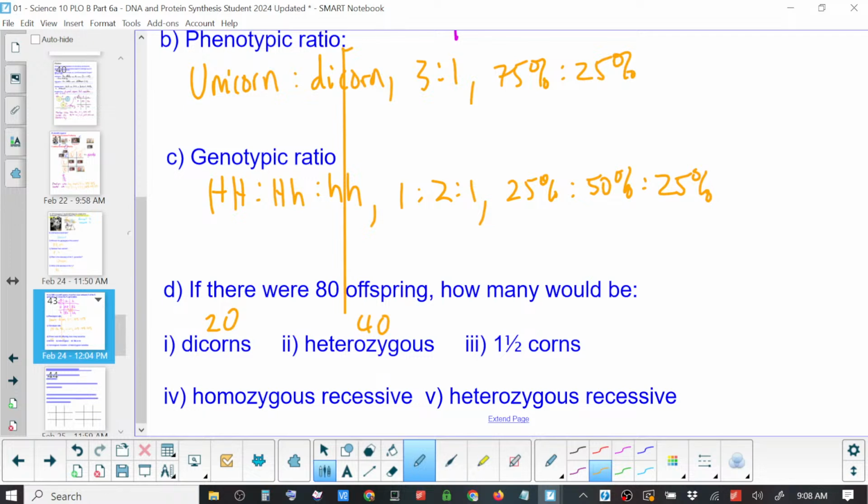How many have 1.5 corns? The dicorns would have at least 1.5 corns. No, they don't have at least. Dicorns are dicorns. There are unicorns and there are dicorns. There are no 1.5 corns. That would be 0.